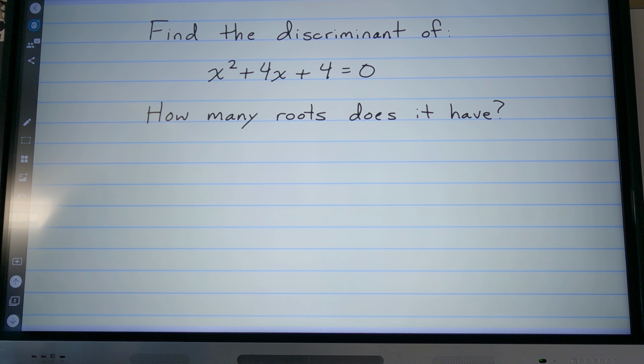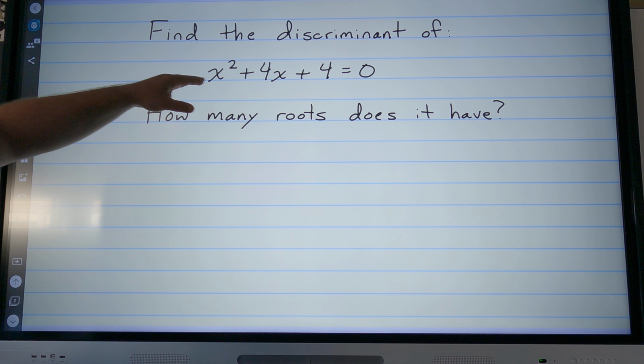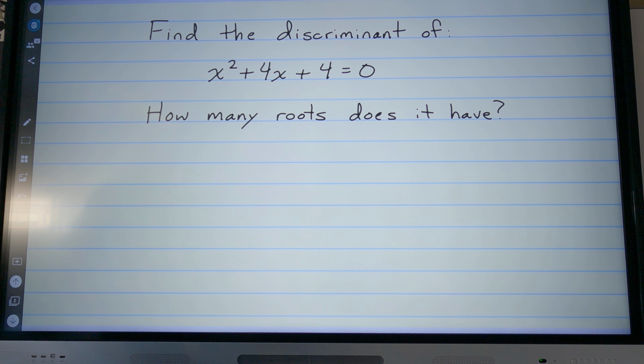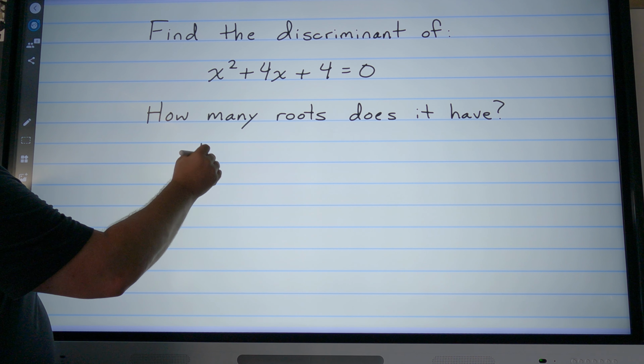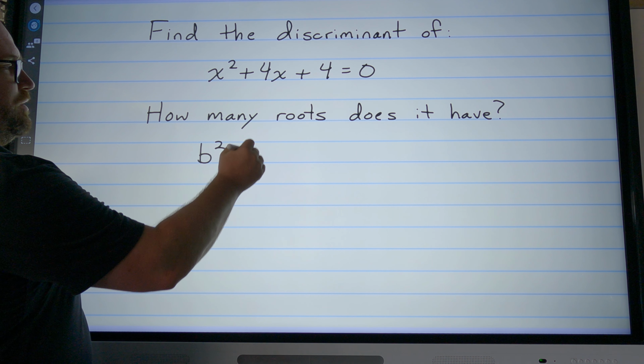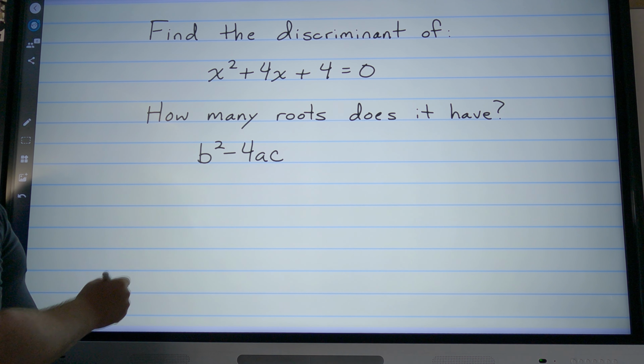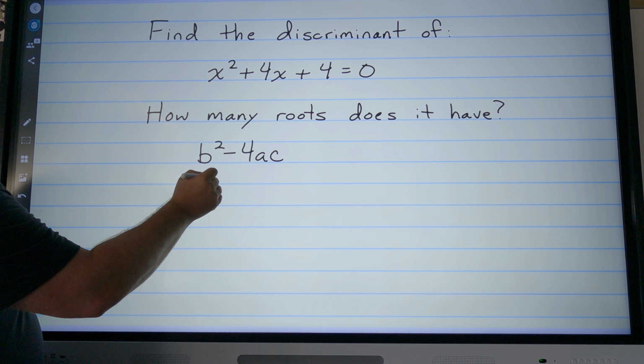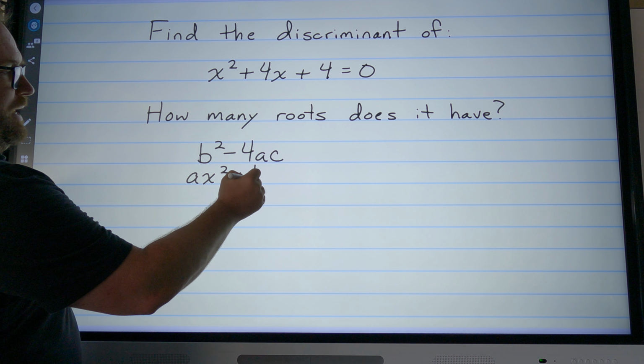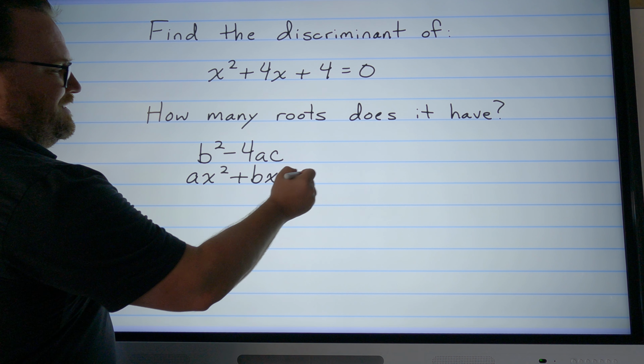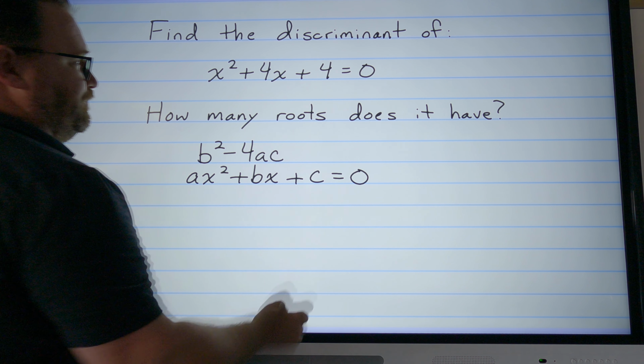All right, in this problem, we're going to define the discriminant of x squared plus 4x plus 4 equals 0. And we want to know how many roots does it have. Now the discriminant is b squared minus 4ac, and that's when the quadratic is in the form ax squared plus bx plus c equals 0.